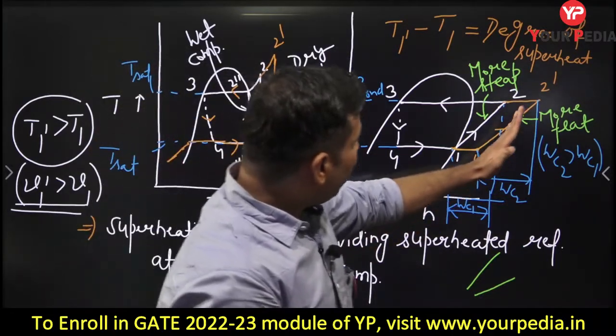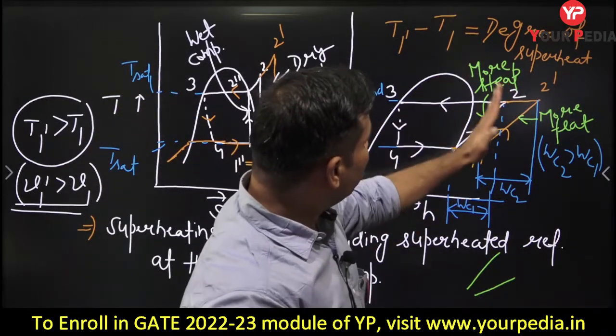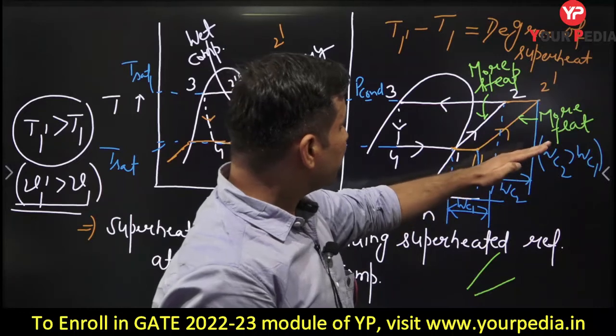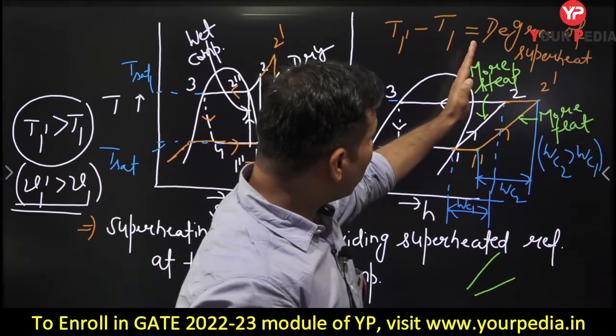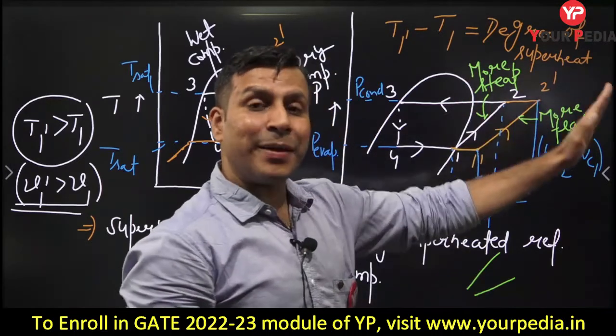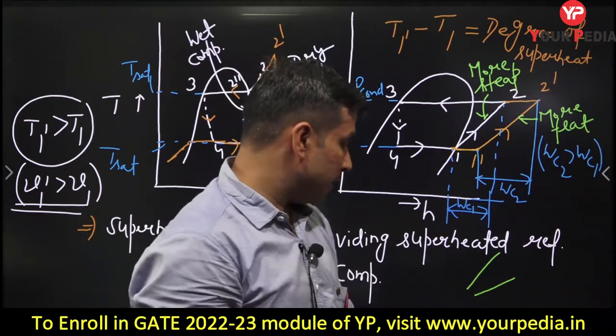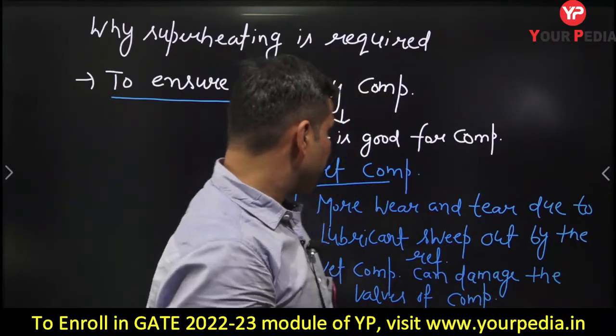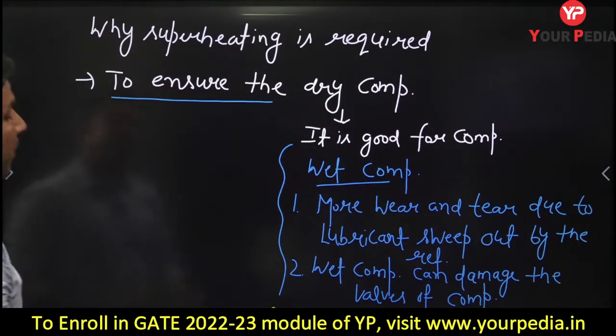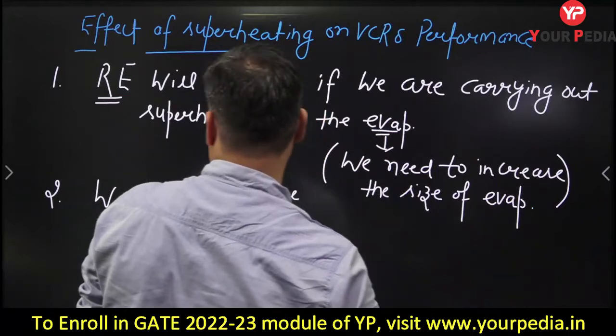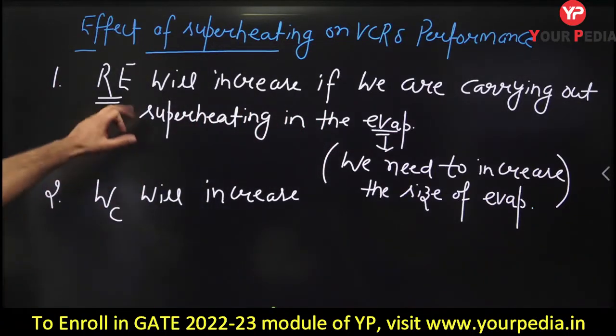So when this particular line becomes vertical, the work supplied will be more when the inlet temperature to the compressor increases. Okay, so now let me move to next slide. So W compressor will increase, the refrigeration effect will decrease.